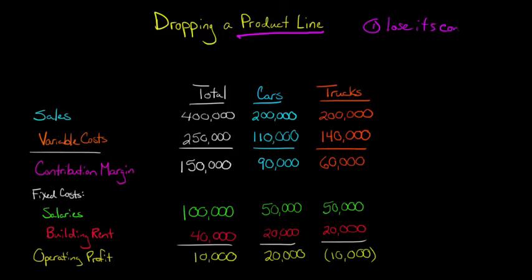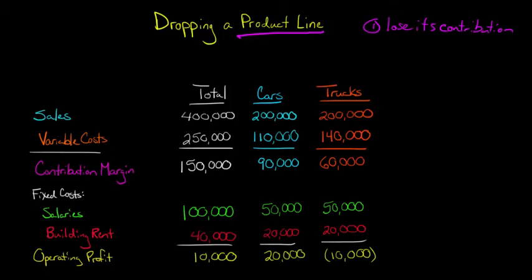So I've got an example here where you have an auto manufacturer and they produce cars and trucks. They have two divisions, two product lines, cars and trucks, and we have the contribution margin that we compute for each of those divisions. For the cars, the contribution margin is $90,000, the trucks is $60,000. So let's say that you dropped the trucks division, you dropped that product line, you're going to lose the $60,000 in contribution margin, right? That's going to go away.